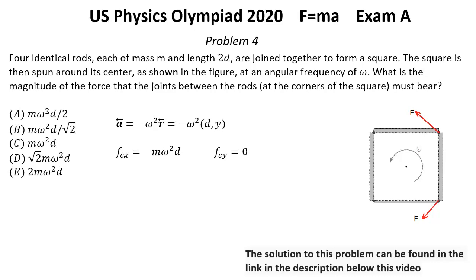Thus, we can set up a free body diagram equation for each rod with the two forces at the joints and the centripetal force. Since these forces must cancel, we get 2F cosine 45 degrees equals F_cx. From here we find that force F equals m omega squared d over square root of 2, which is answer B, and that was the solution for problem number 4.